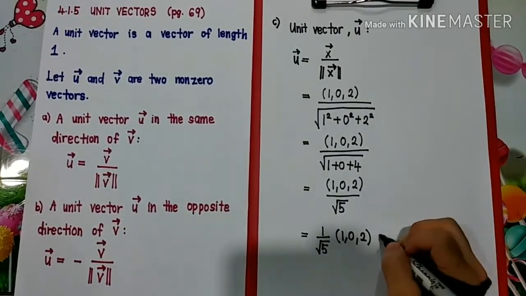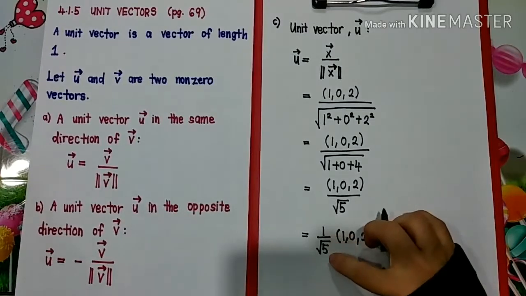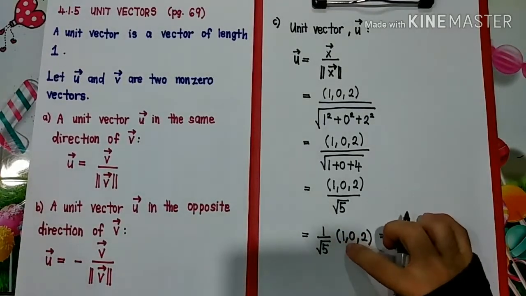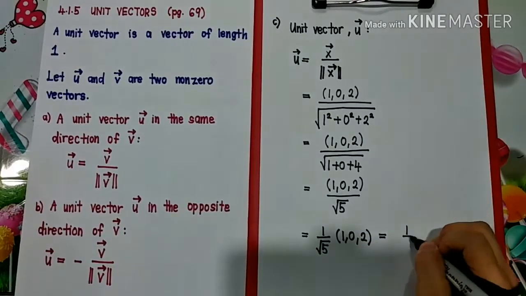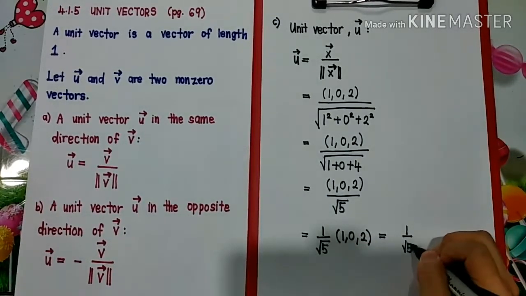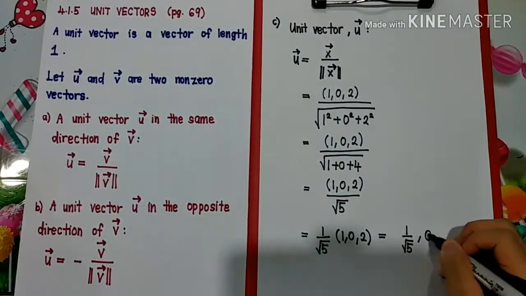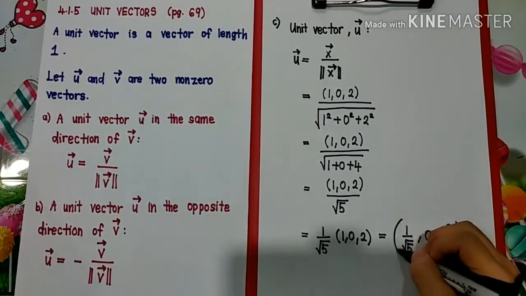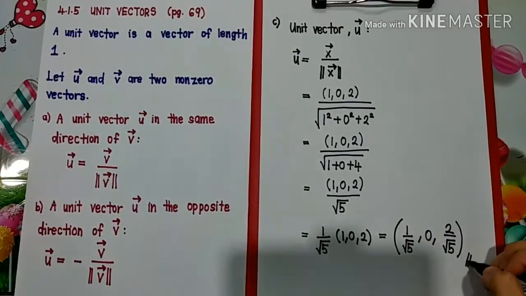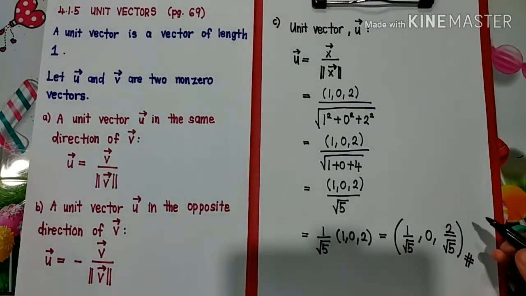Okay, and then we can solve for this one. 1 over square root of 5, you multiply in each element here. So 1 over square root of 5, this one 0, this one 2 over square root of 5. So you get the unit vector of u. Same thing here as your practice. I want you to solve and try the exercise on page number 69.